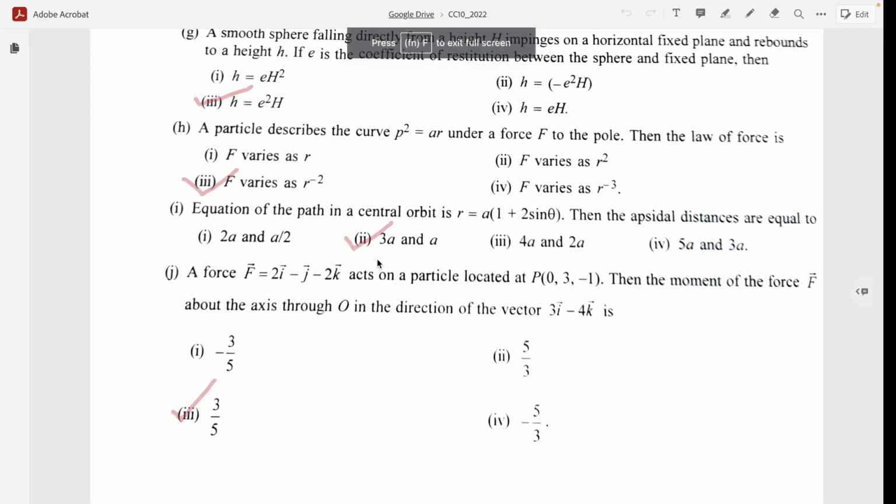Next question, H. A particle describes the curve p squared equals a r under a force capital F to the whole. Then the law of force, the correct option is 3: F varies as r to the power minus 2. The equation of the parabola is p squared equals a r.